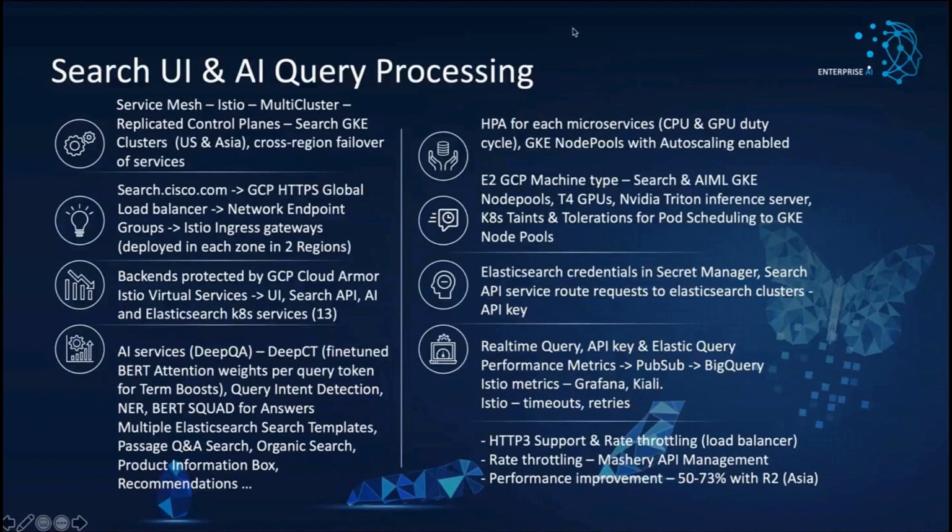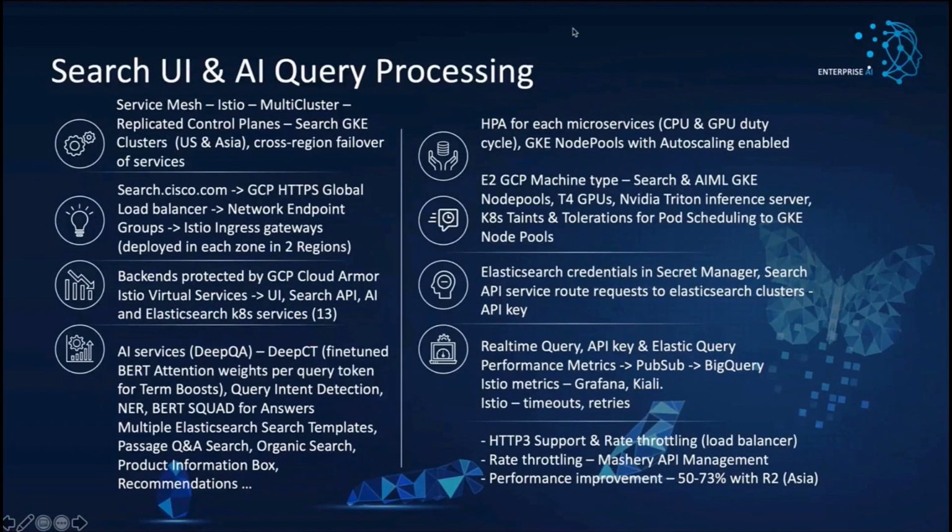So for the search UI and AI query processing, we use microservices deployed in a service mesh, that is Istio, set up in a multi-cluster replicated control plane setup. It connects the two search GKE clusters that we have deployed across US and Asia. It enables cross-region failover services as well.